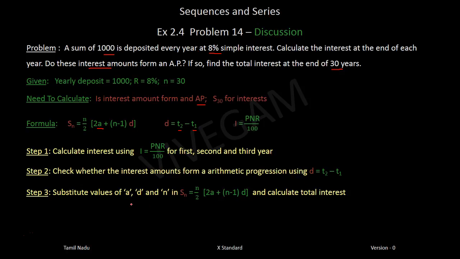Then you will have the value of A, you will have the value of D, you know N is 30. So substitute all these values in this formula and calculate the total interest. If you have understood the problem, please try it on your own, come back and check. If you have not understood, don't worry, please go through the solution.